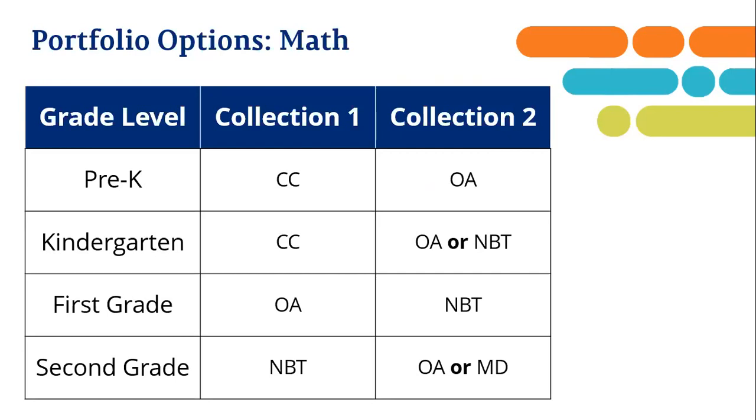Here are the grade level specific options. They are also listed in the Team Student Growth Portfolio Resource Guide for Early Grades on pages 18 through 21. Pre-K teachers should choose 1 counting and cardinality standard and 1 operations and algebraic thinking standard. Kindergarten teachers should choose 1 counting and cardinality standard and 1 standard from either operations and algebraic thinking or numbers and base 10. First grade teachers should choose 1 operations and algebraic thinking standard and 1 numbers and base 10 standard. Second grade teachers should choose 1 numbers and base 10 standard and 1 standard from either operations and algebraic thinking or measurement and data.